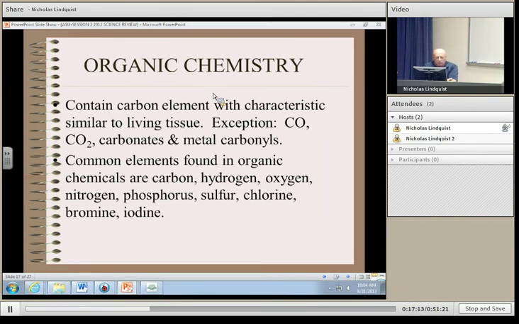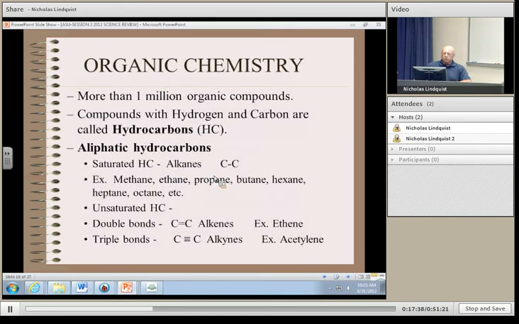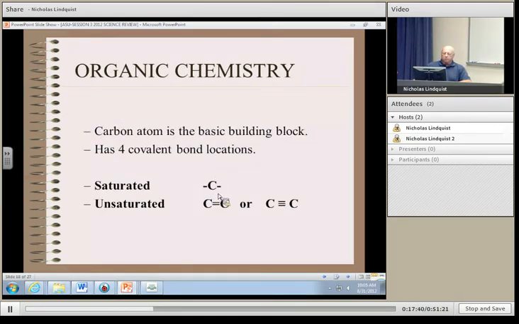If we look at the basic building block for organic chemicals, we start off with the carbon atom. And as we know from our chemistry days, the carbon atom has 4 covalent bond locations. So you can bond a chemical. There should be a little line up here, and a line down below. And so you've got 4 bond locations, 1, 2, 3, 4. And you can bond other elements to any one of those covalent bonding locations.